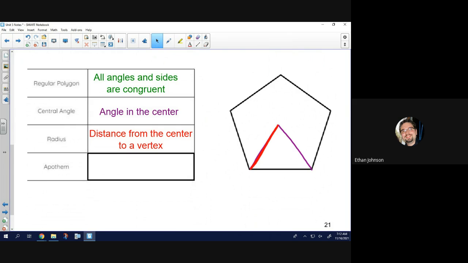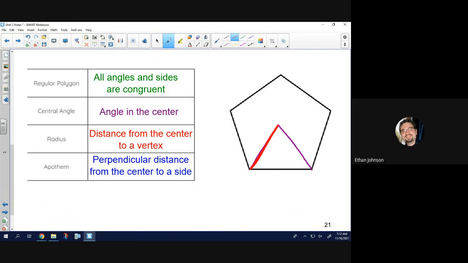And then, new word for the day, the apothem. It's like trying to say opossum, like the animal, but with a list. So apothem. The apothem is a perpendicular distance from the center to a side. So from the center to a side, perpendicular. So that is our apothem. A lot of times we just shorten it down into A.